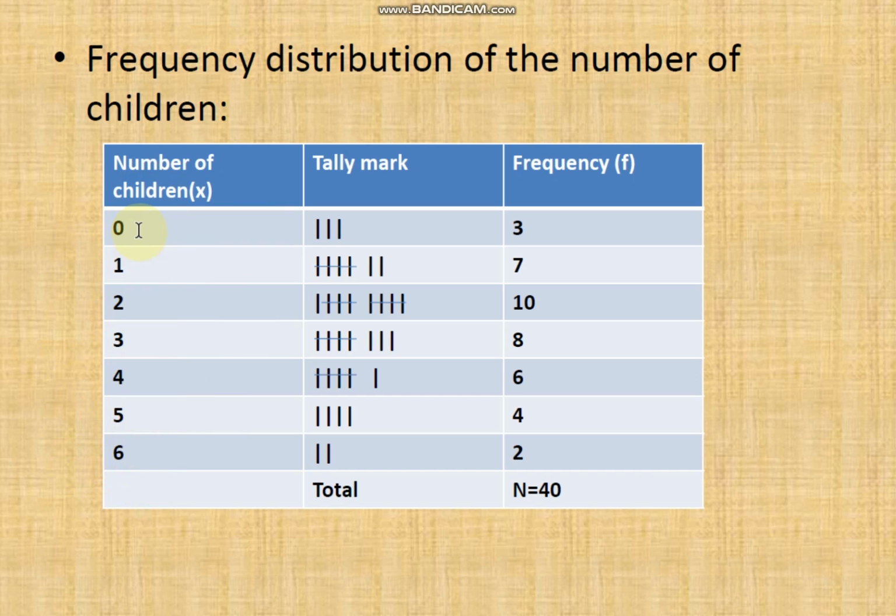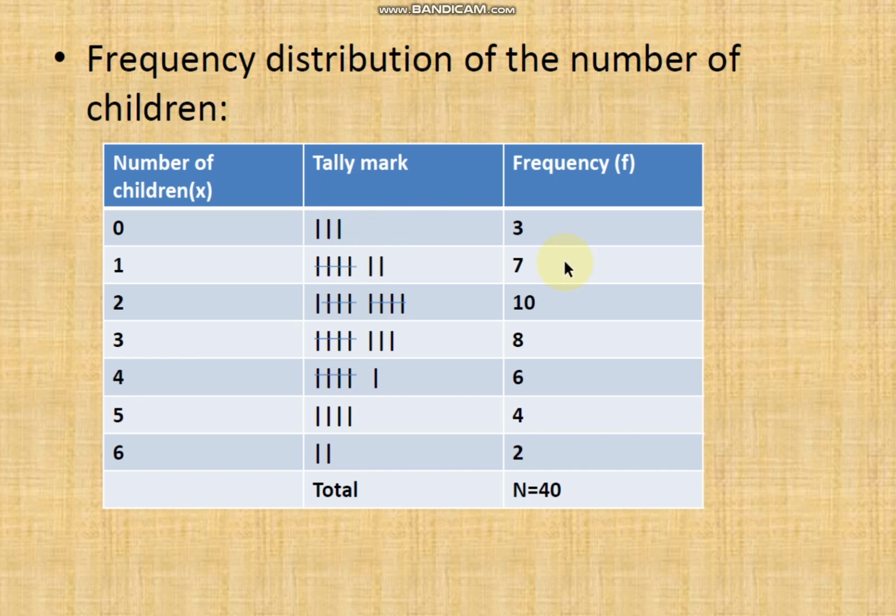So what is the lowest value? 0. After it 1. After it 2. After this one 3. After this one 4. After this one 5. After this one 6. After that, you write your tally mark here.